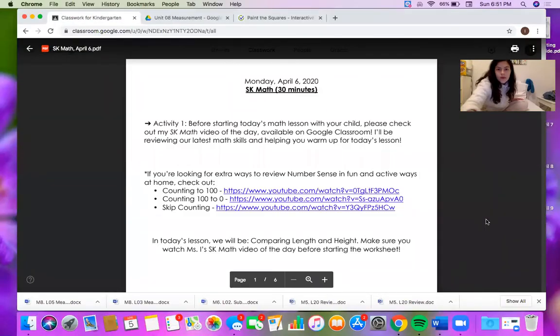So make sure, side to side, end to end. And with that, we're ready to dive into our worksheet. Let's see what we have for today. Okay, so today is all about training our eyes to see which object is longer or taller and shorter.